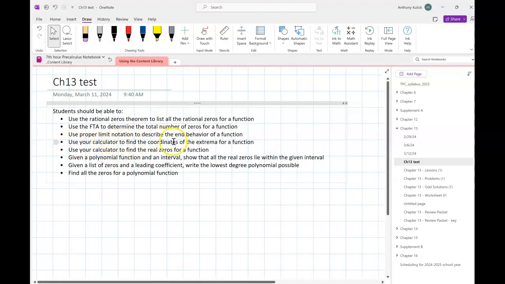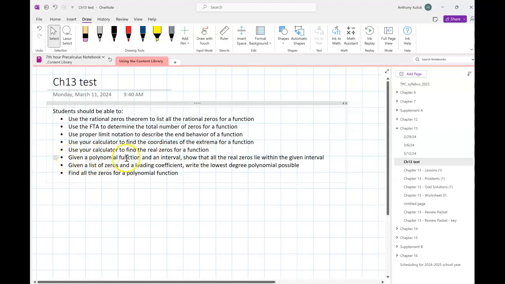You should be able to use your calculator to find the coordinates of the extrema for a function. What does extrema mean? Maxes and mins, right? You should be able to use your calculator to find the real zeros for a function. When I say zeros, what does that mean on the graph? Zeros are x-intercepts, right? Where a graph crosses the x-axis.